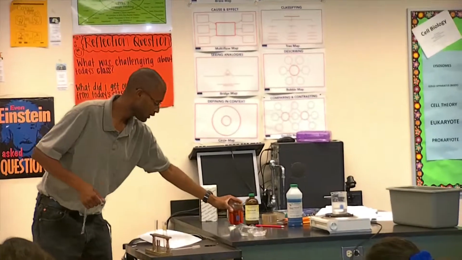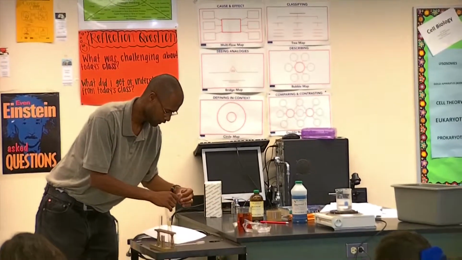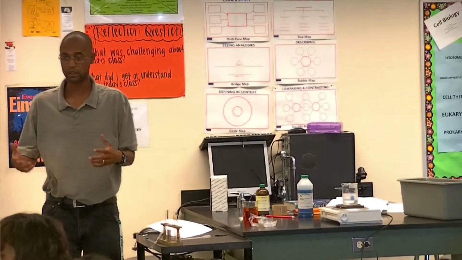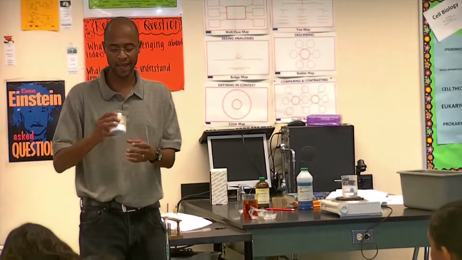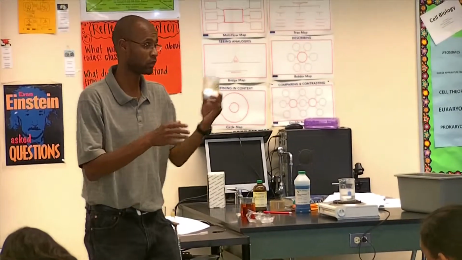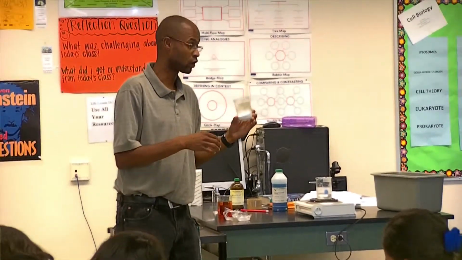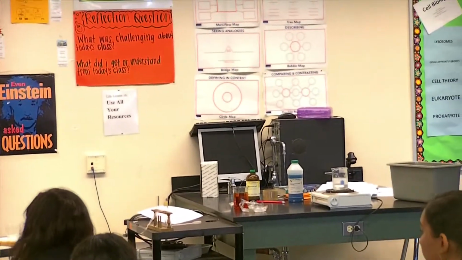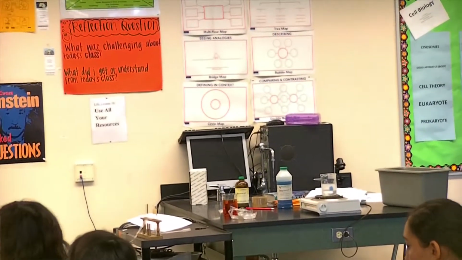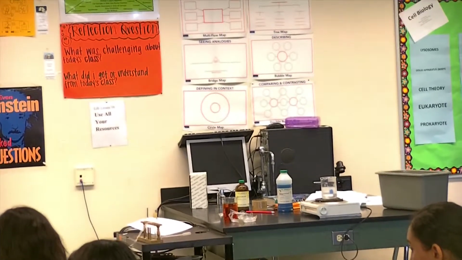Now, leave this here. It's a brownish orange liquid. That's fine. Next we have glucose. Glucose is a sugar. I'll come around the room a little bit to give you an idea of what glucose looks like. I want you to describe what it looks like.